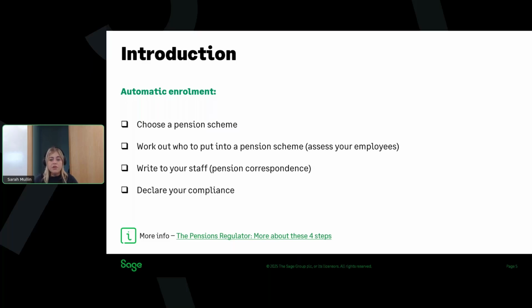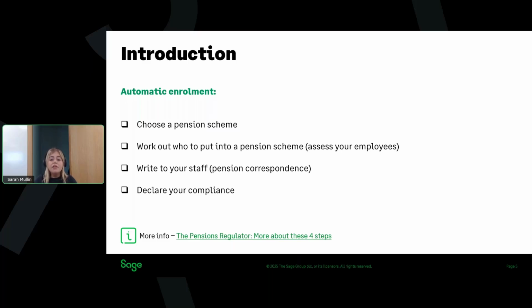Choosing a pension scheme. You want to select a pension scheme, set it up with your chosen provider, and that's going to be the foundation of your compliance. Next, you'll work out who needs to be put in the scheme. It's a process called assessing your employees, essentially checking who is actually eligible for auto enrolment. You've then got communicating with your staff. You must write to your employees to explain how automatic enrolment is going to apply to them. And that's what we call sending pension correspondence.